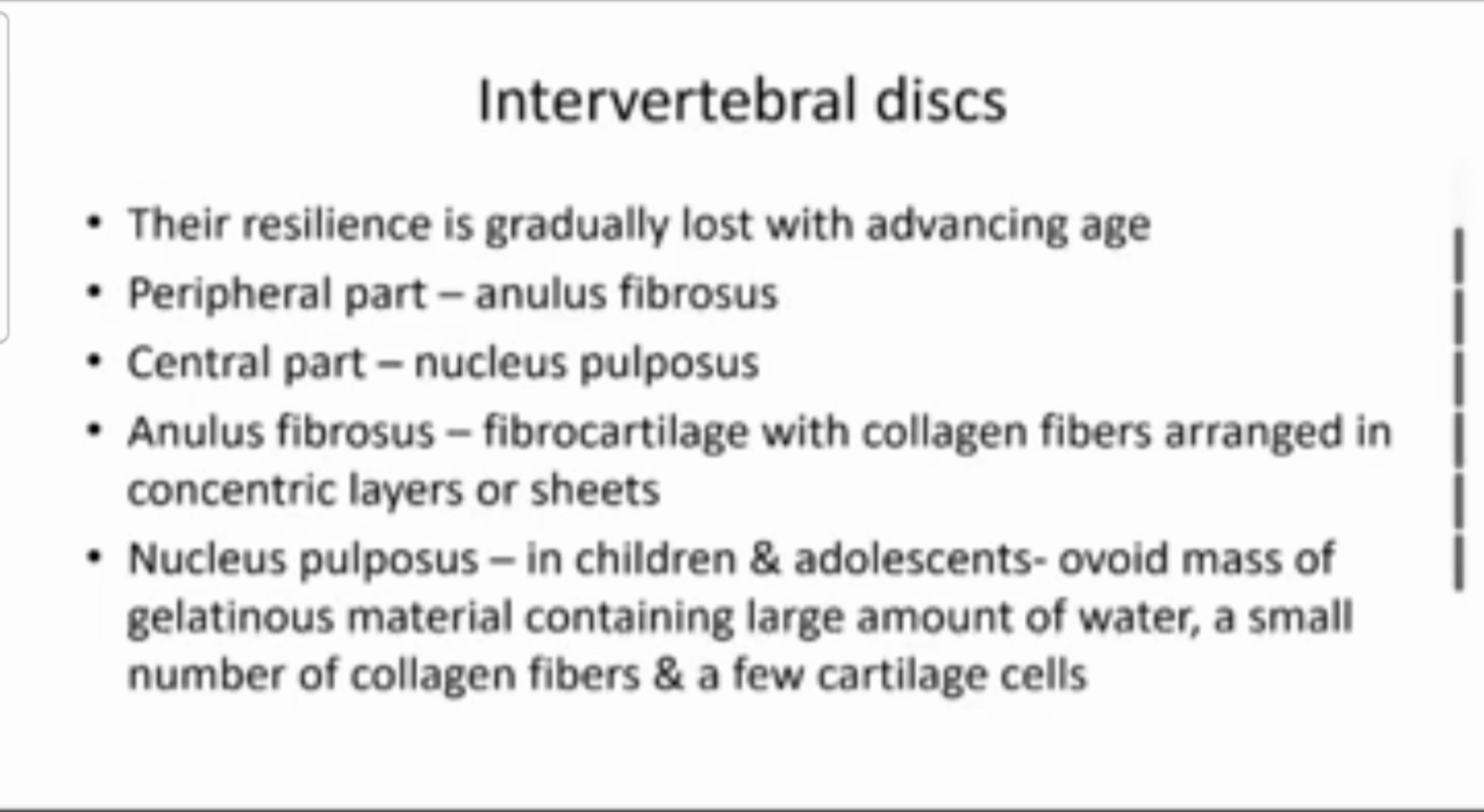If you look at the nucleus pulposus in children and adolescents, it's ovoid in shape. It's a mass of gelatinous material containing a large amount of water, a small number of collagen fibers, and a few cartilage cells.